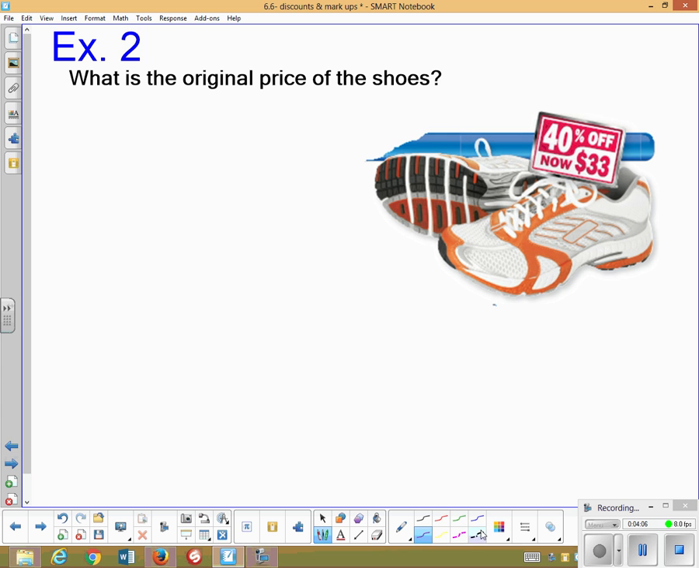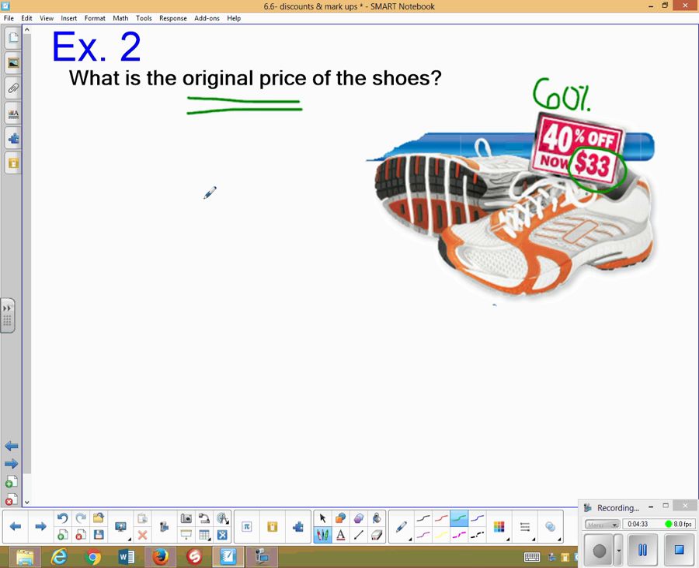In example number 2, we're talking about the original price now. For this one, we know the sale price is $33. But what was the original price of this shoe? Well, we know it's 40% off. So how much was the original percent then? That means 60% was the original percent. 60% and 40% together makes 100.